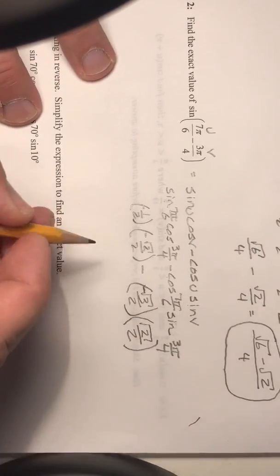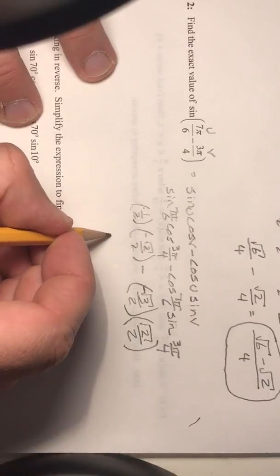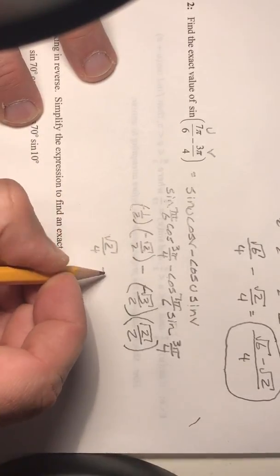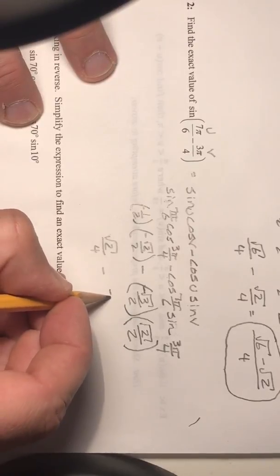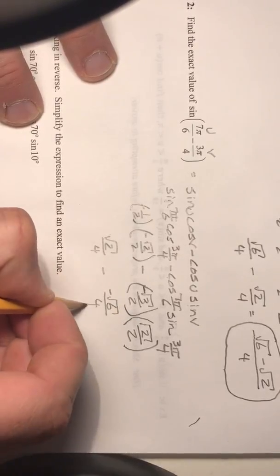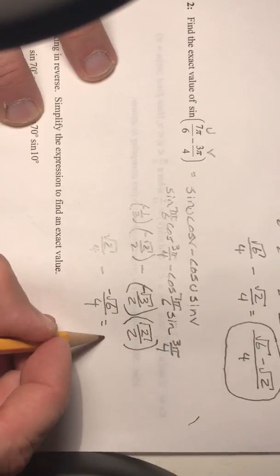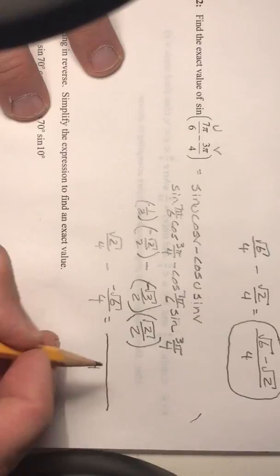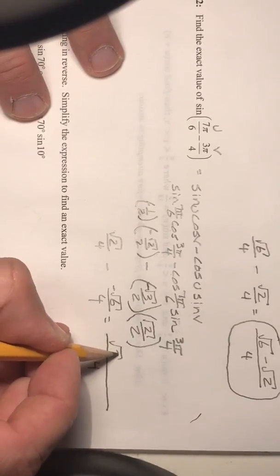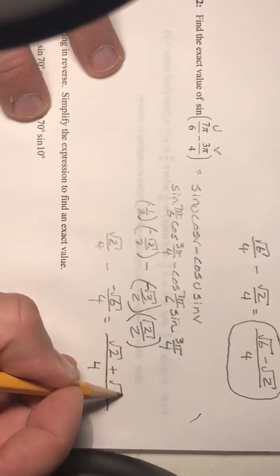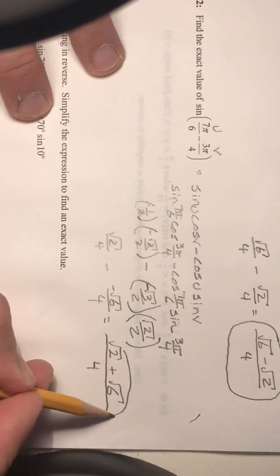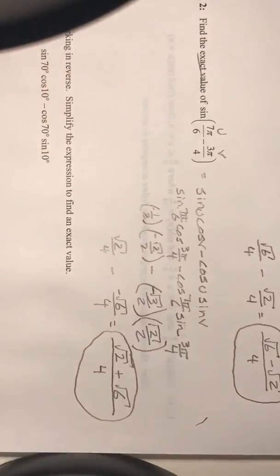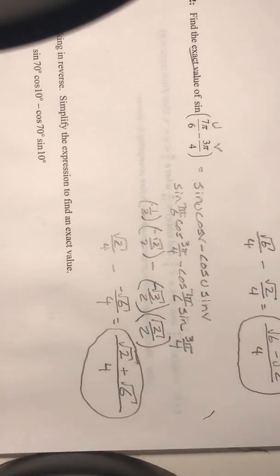All right, top times top, bottom times bottom. Over here, we're getting a positive radical 2 over 4 minus, and then this is a negative radical 6 over 4. And combining to a single fraction over 4, radical 2, and that's going to be plus radical 6. And again, that's exact. So we're not going to mess with it. We're just going to move on to the next question.